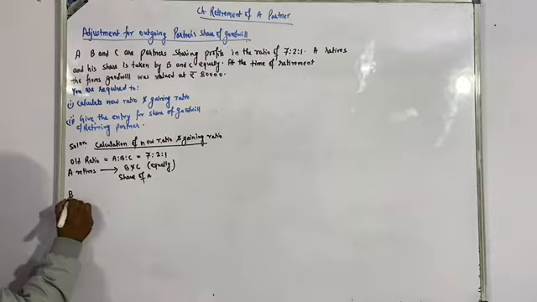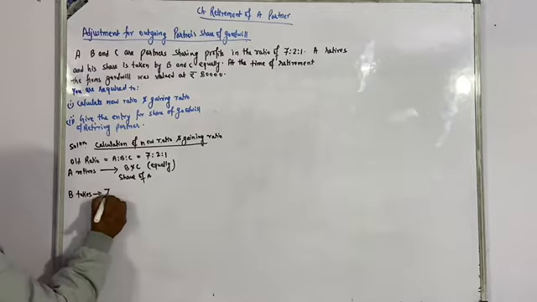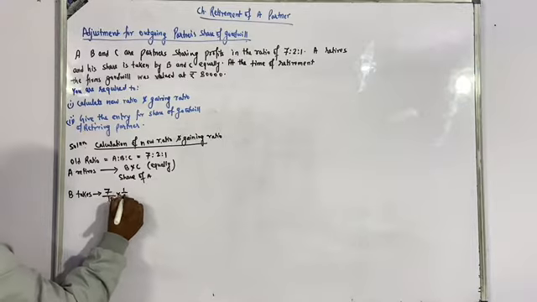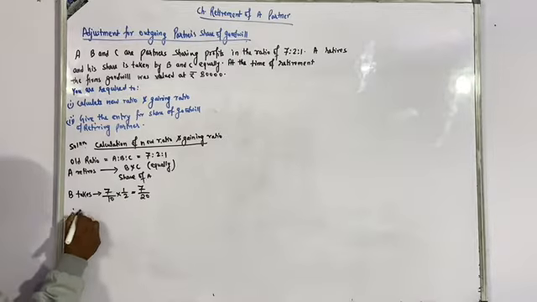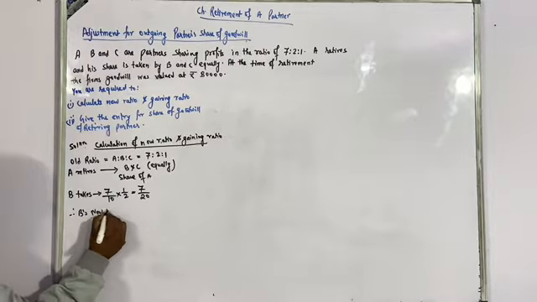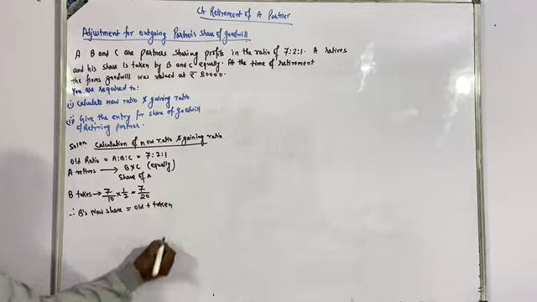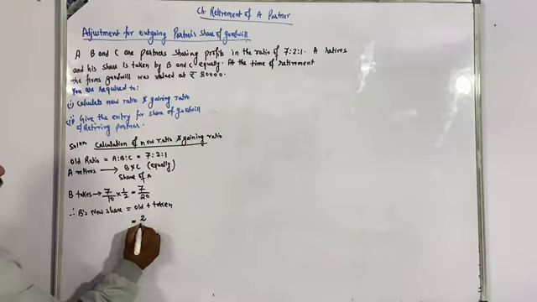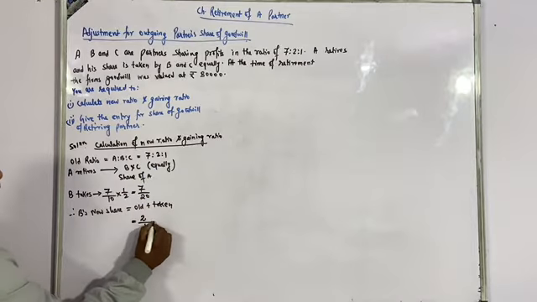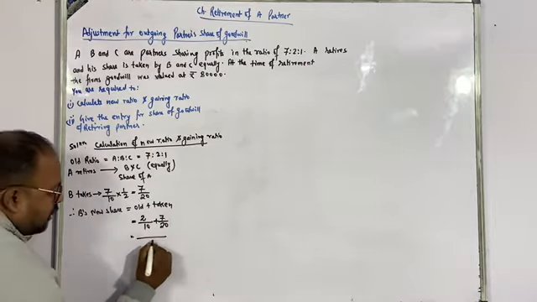Now B takes first. B takes how much? A's share is 7 by 10 into 1 by 2. That is 7 by 20. Therefore, B's new share equals old plus taken. So B's old share is 2 by 10 plus 7 by 20. The LCM is going to be 20. 4 plus 7, that is equals to 11 by 20.